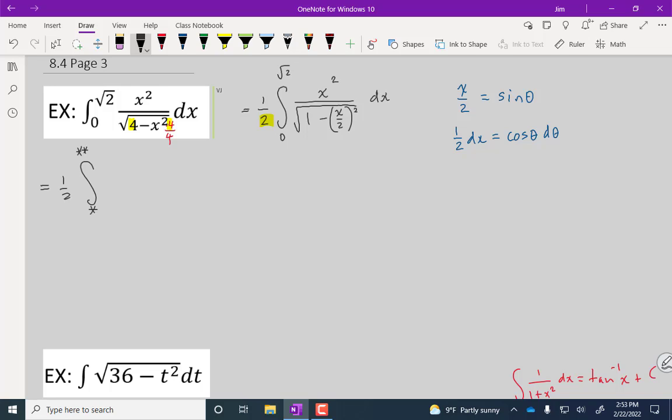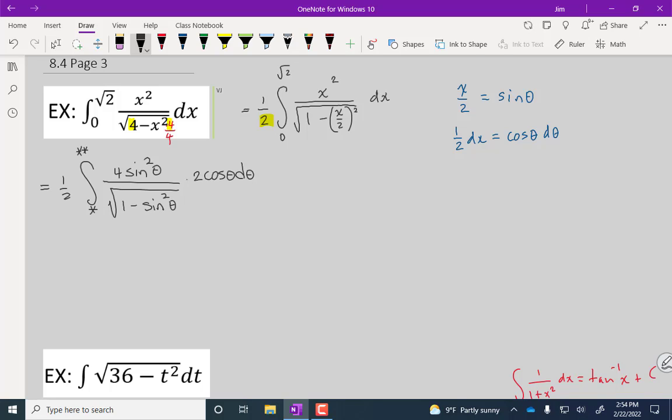Okay, so x squared in the numerator. Turning to thetas, we look right here. X is 2 sine of theta, so x squared is 4 sine squared of theta. Dx, we look right there. We multiply both sides by 2. Dx is 2 cosine theta d theta. Now we go to the denominator. Square root of 1 minus sine squared. So there we've done all the substitution.